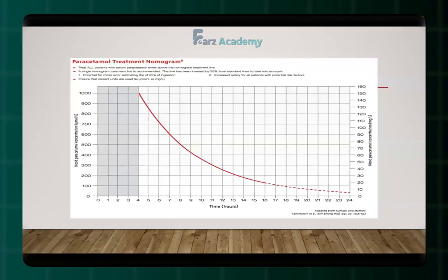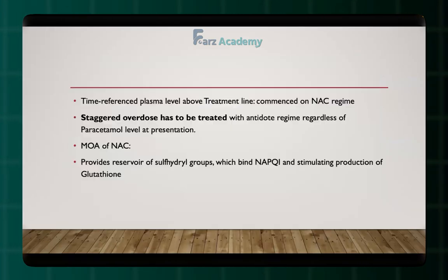In the nomogram, all patients with serum paracetamol levels above the treatment line have to be treated. The time-referenced plasma level above the treatment line determines the NAC regime. If it's a staggered overdose, for example, where the overdose has taken place over a period of time, they have to be treated with the antidote regime regardless of paracetamol levels at presentation. So if it's a staggered overdose, the paracetamol level at presentation does not matter.